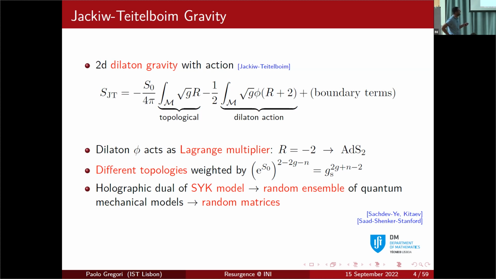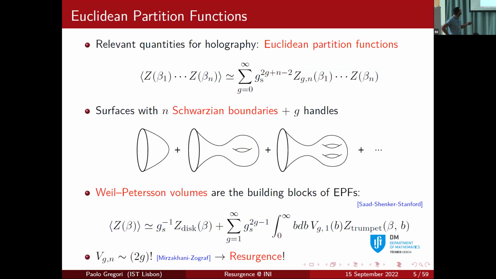The interest in this model came because it was found to be the holographic dual of the SYK model, which in turn had attracted a lot of interest because of its holographic properties. The connection with random matrices was suggested very early on, but it was made precise only quite recently.